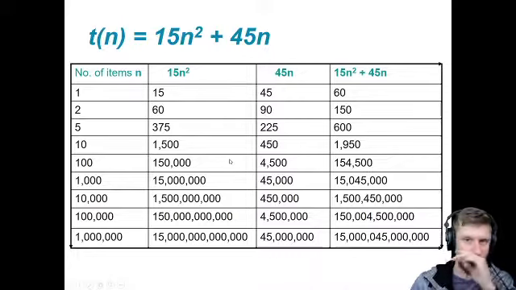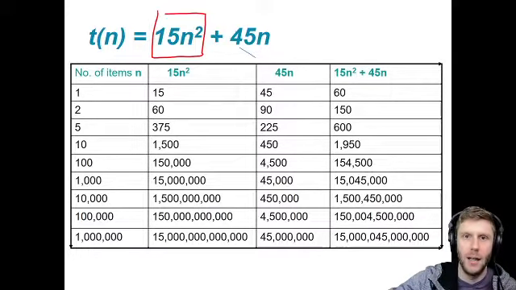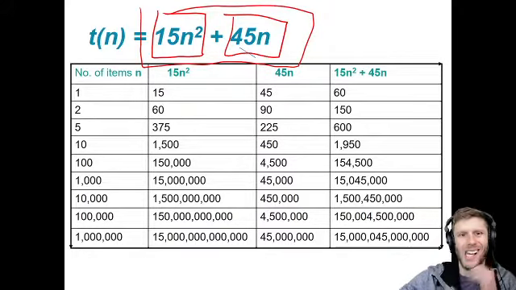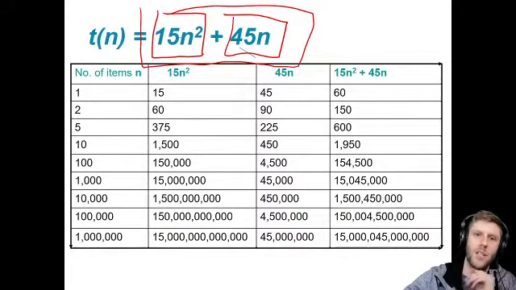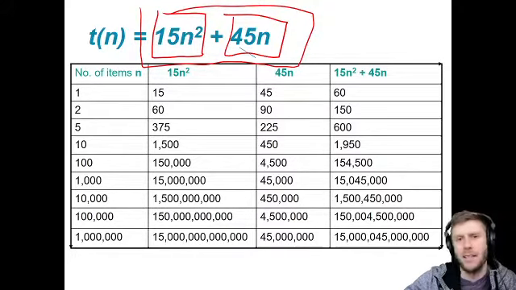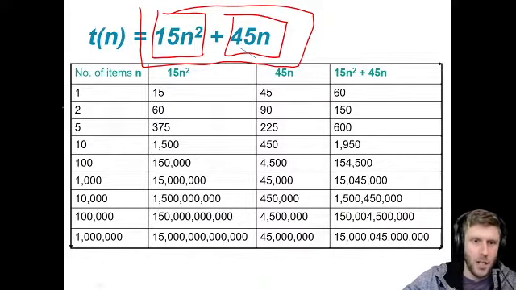Let's break this down into parts, okay? Let's go back to red, this bit, and then we'll do it all together. So if n is 1, what is the first bit? Well, it's 15 times 1 squared, that's just 15. If n is 2, what's 2 squared? That's 4. 4 times 15, that's 60. What if n is 5? Well, 5 squared is 25 times 15, I guess that's 375. And so on. I'm just going to keep doing this all the way down, and we'll see how this function grows.